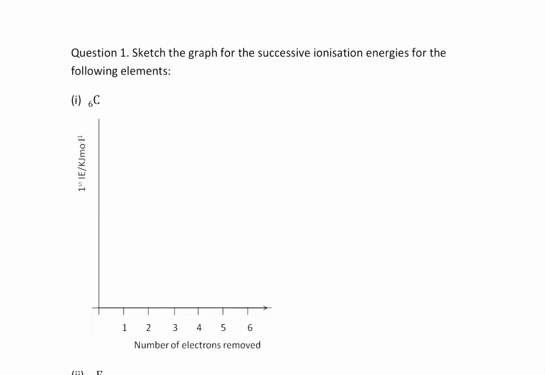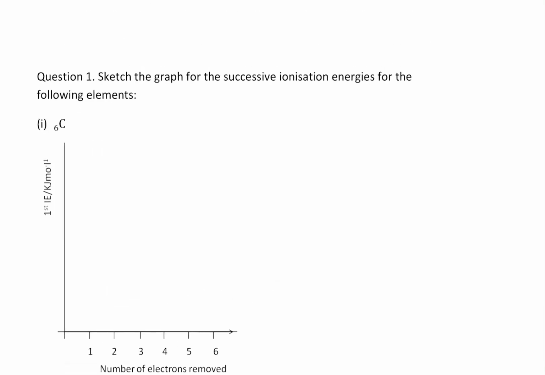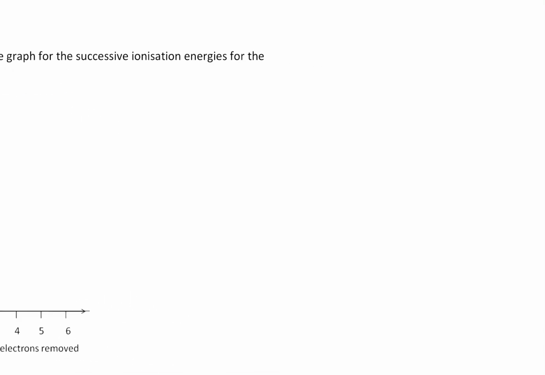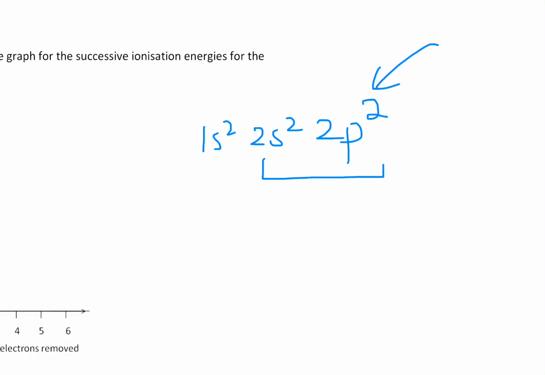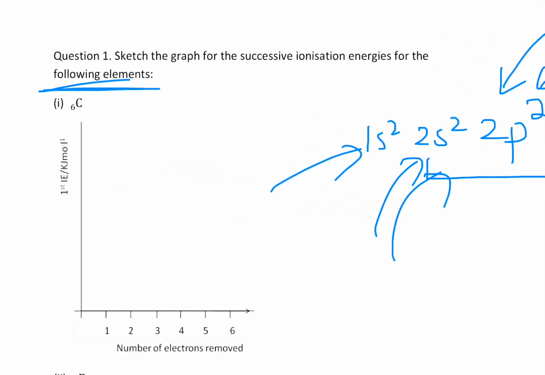So I'll do this one for you. Sketch the graph for the elements. So carbon, 6. Carbon has 6 electrons. So 1s2, 2s2, 2p2. Which means that the outermost electrons removed are these ones. So we'll start with this one first. Then the second is going to be from the 2p itself. The third and the fourth will be from the 2s. And then the last two are going to be from the 1s.